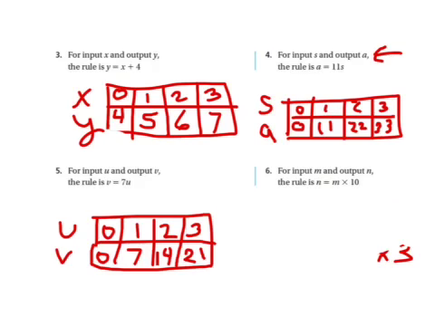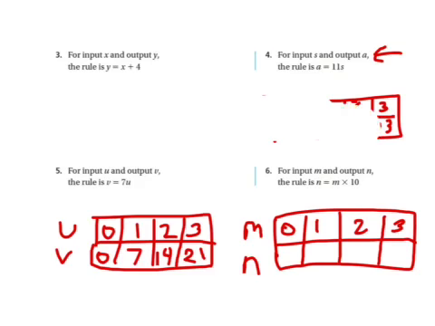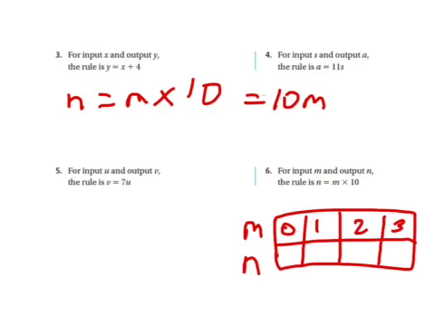All right, last one. I have input of M, output of N. Okay. I'm going to use the same inputs because I like them because they're easy. And now I'm just going to erase these first couple. I'm going to erase everything else so I have room. I have N equals M times 10. They could have written this as 10M if they wanted to. It means the same thing.